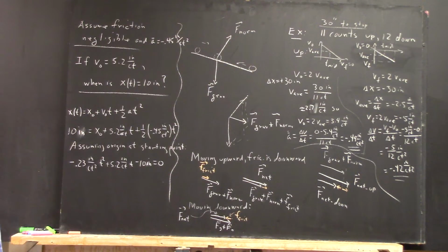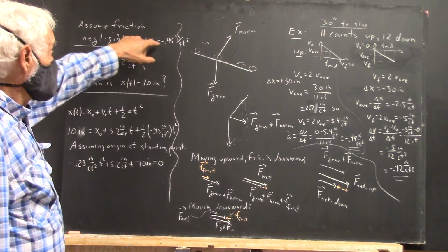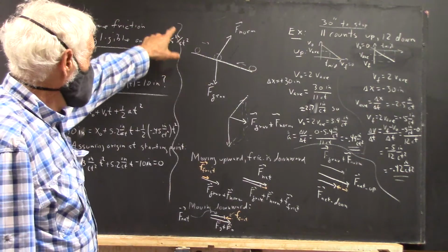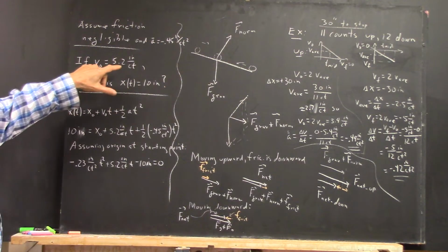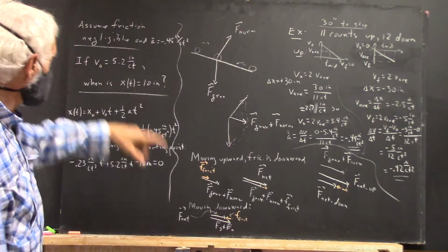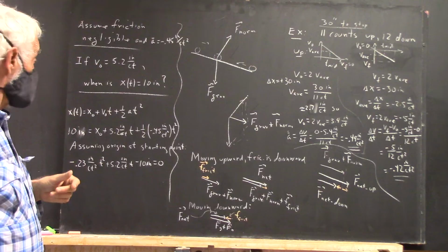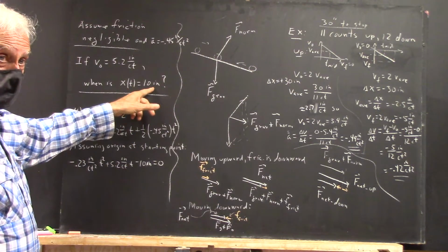Okay, so we assume negligible friction and an acceleration of about halfway between these, negative 0.45 inches per count squared, with V naught of, splitting the difference over here, 5.2 inches per count, okay? Then the question is, when is x of t 10 inches?